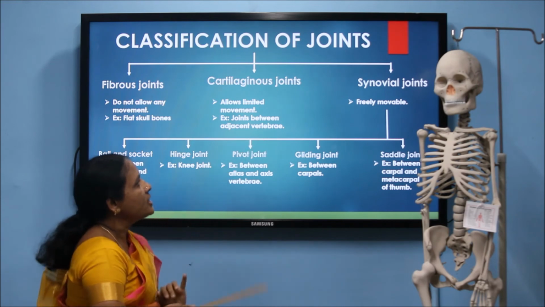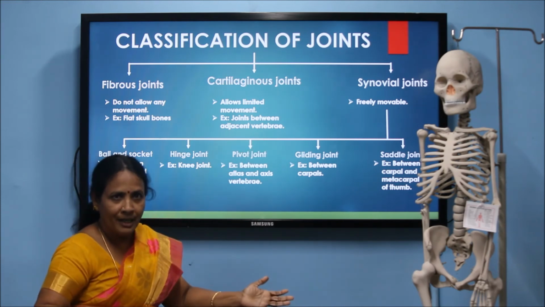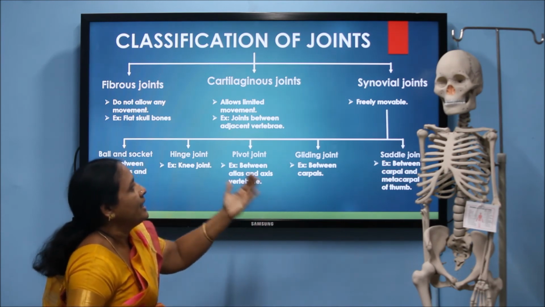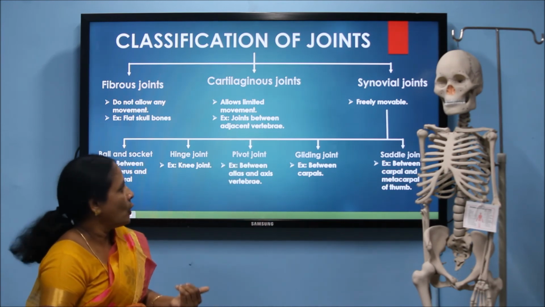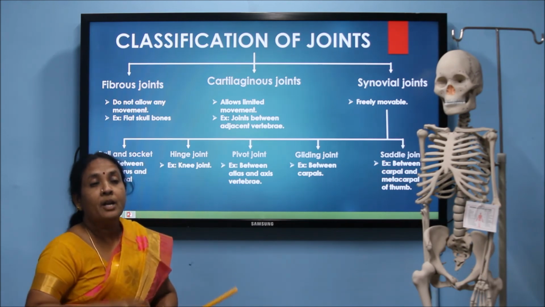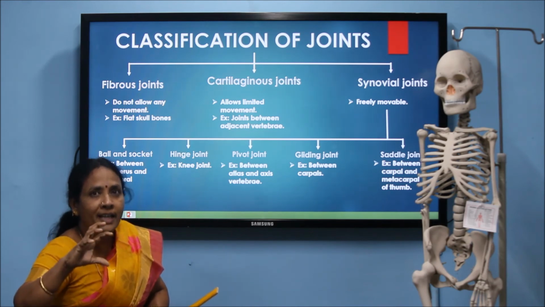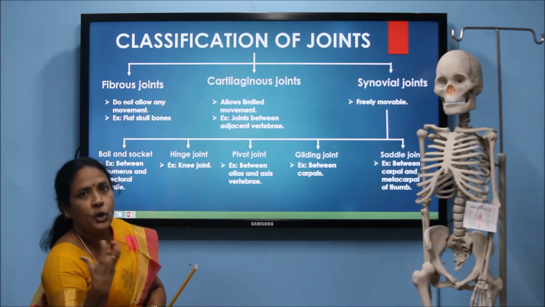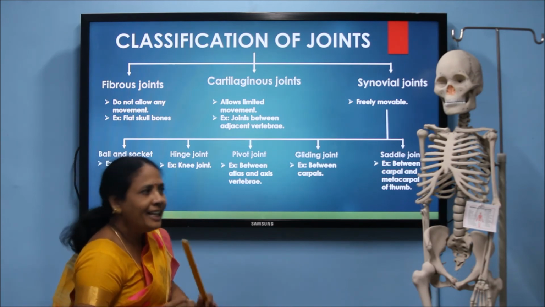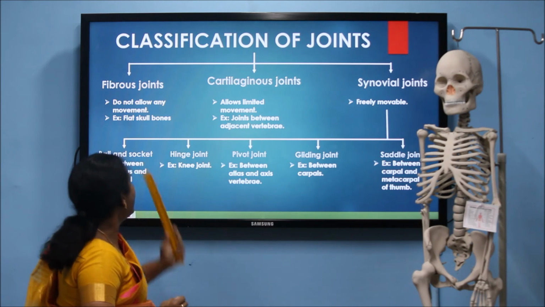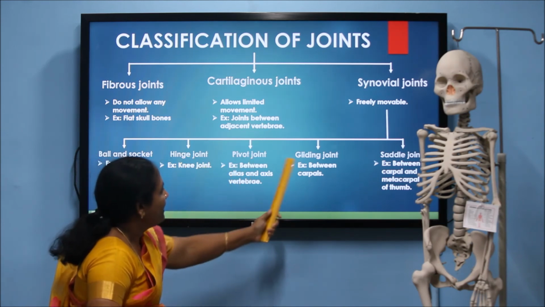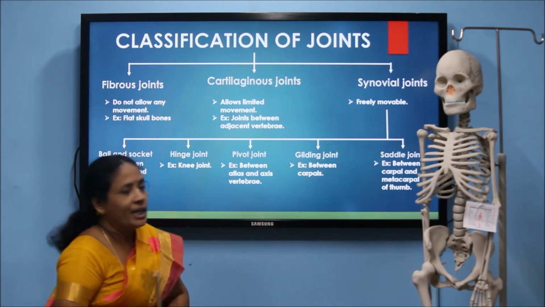And the last one is the synovial joint, which is freely movable. There are 5 types under synovial joint. The synovial joint is freely movable because of the presence of synovial fluid in that joint, which acts as a lubricant so that movement can take place freely. The types are ball and socket joint, hinge joint, pivot joint, gliding joint, and saddle joint.